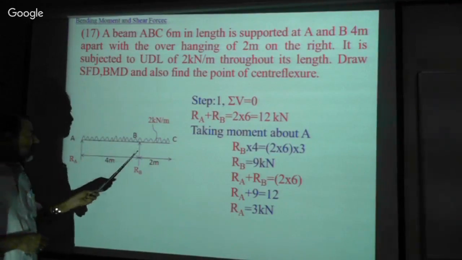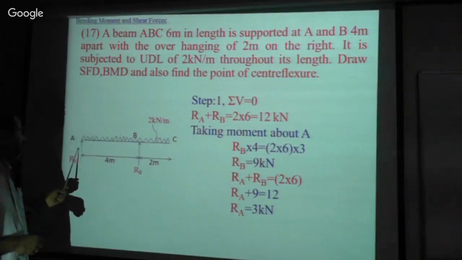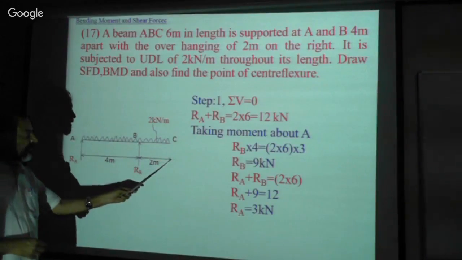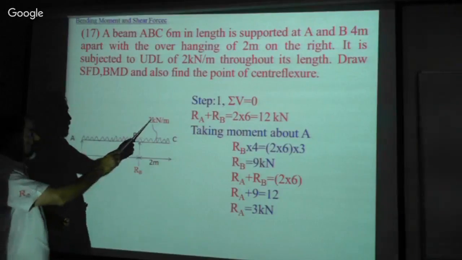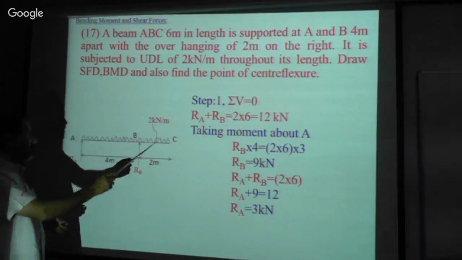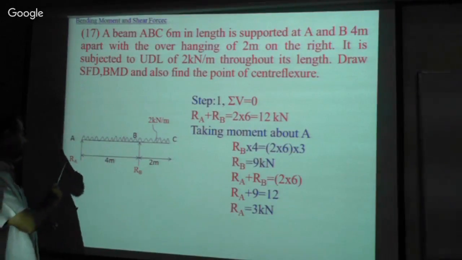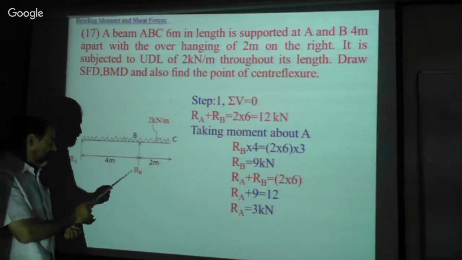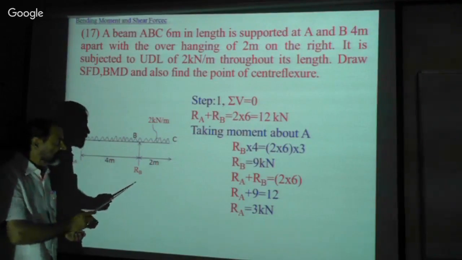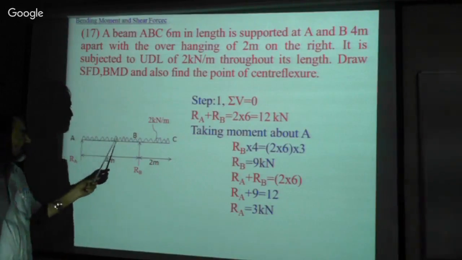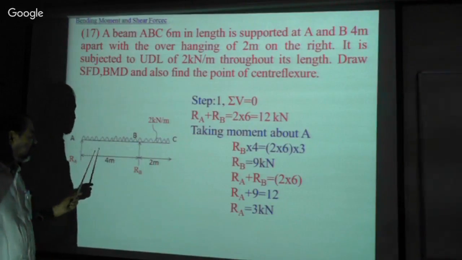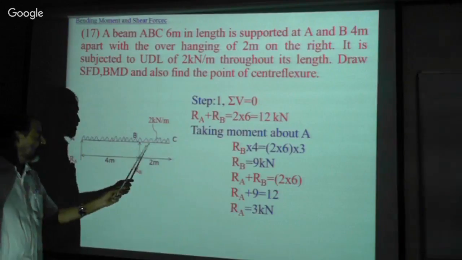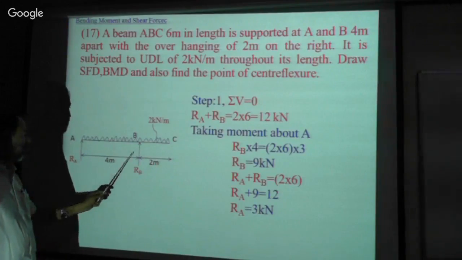There is a UDL acting over the beam. It is a 6 meter span, and 2 kilonewton per meter is acting over the span. There are two supports at A and B, reaction A and reaction B. The total beam length is 6 meter, and 2 meter is cantilever and 4 meter is in the supported portion.